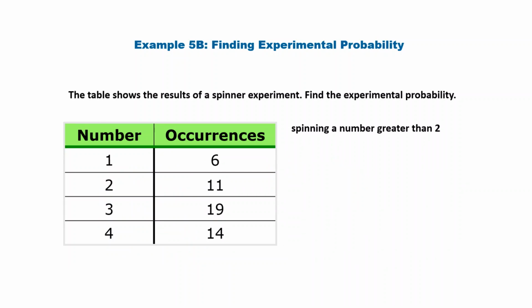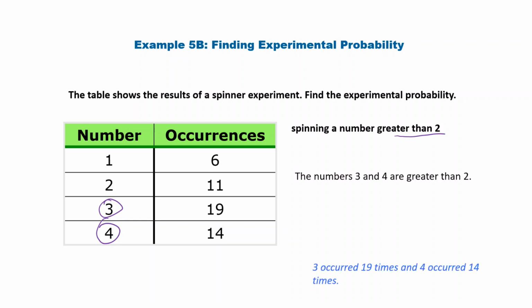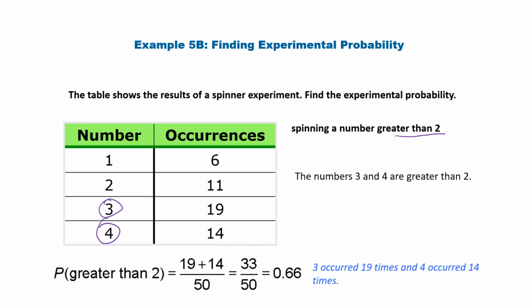So in example 5b, we are to find the number of times the spinner hits a number greater than 2. So that's going to be 3 plus 4. The numbers 3 and 4 are greater than 2. And at 3, it happened 19 times, and the 4 happened 14 times. So our probability is going to be 19 plus 14 divided by 50. And when you work that out, you end up with 0.66.